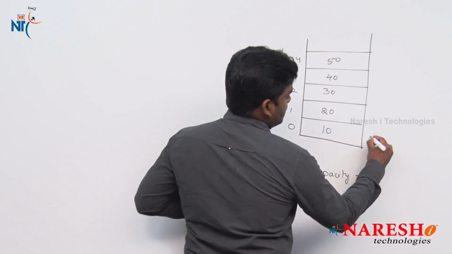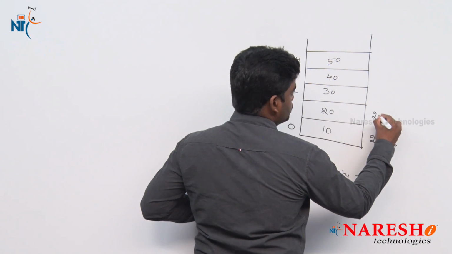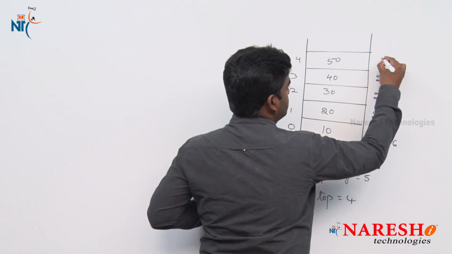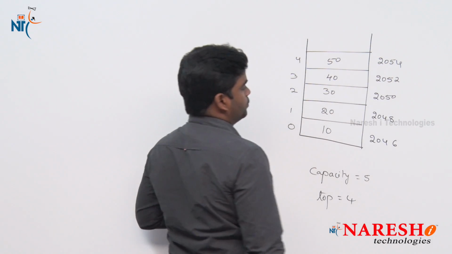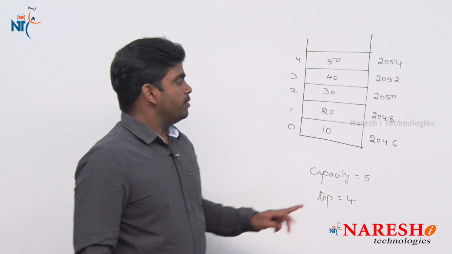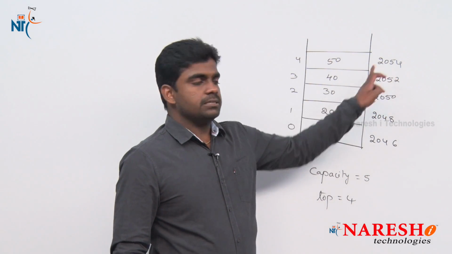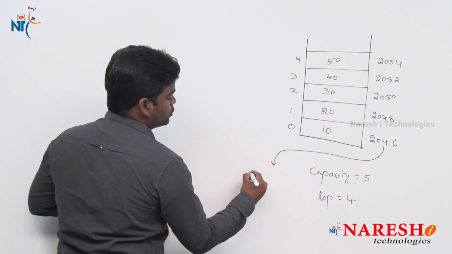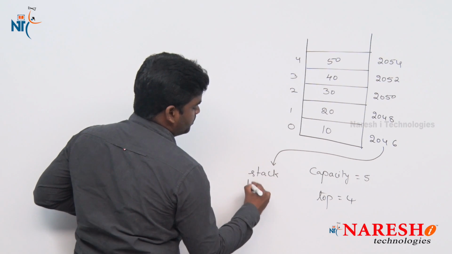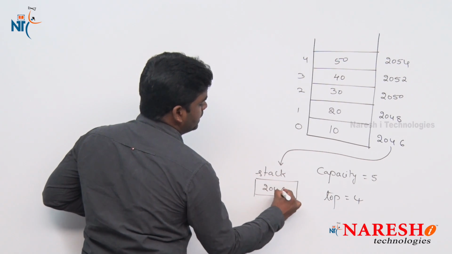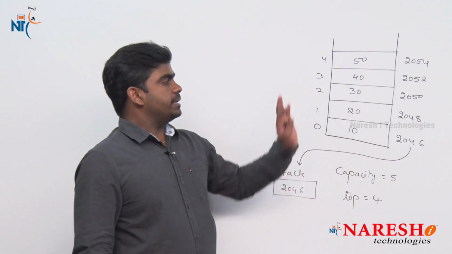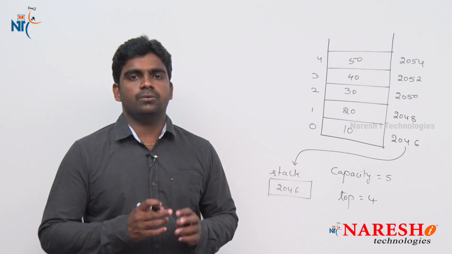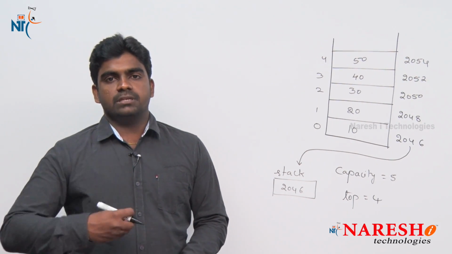Next, here the base address is 2046, 2048, 2050, 2052, 2054. Here are the addresses, and the base address of the block is stored in the variable stack, so that stack is pointing to that array. So we can call it a stack. These are things we already discussed. Now, how to pop an element from the stack.